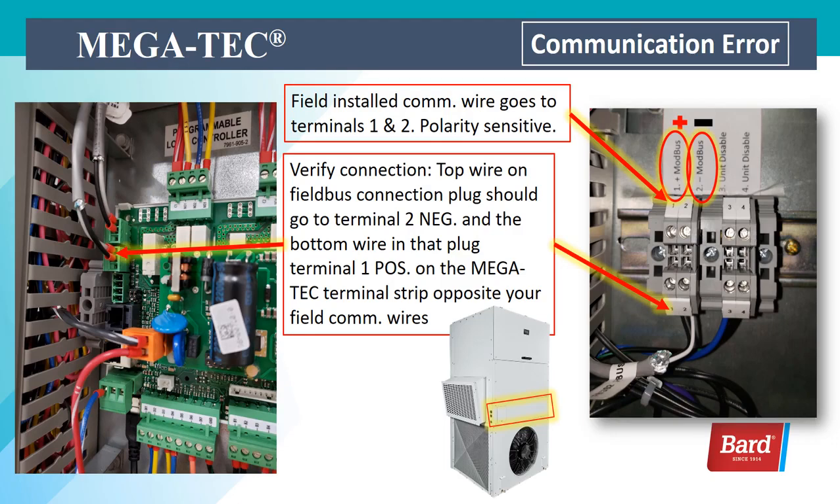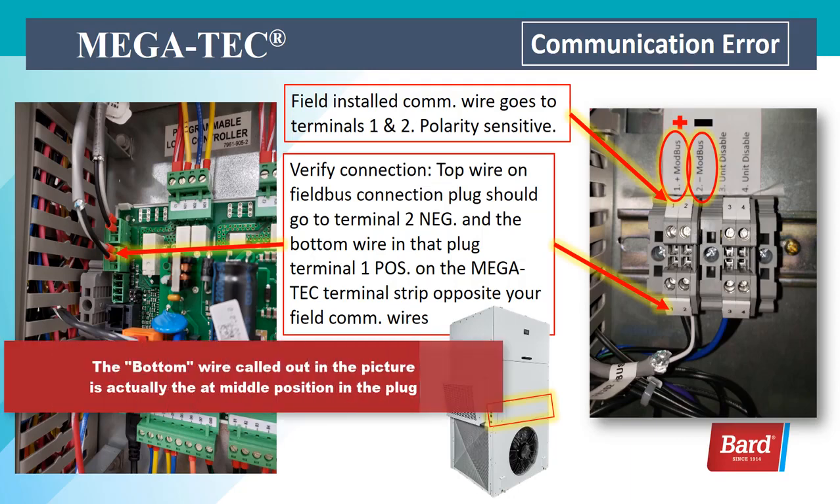We need to verify the field bus connection inside the unit, so the top wire on the field bus connection plug, as shown at the left, should go to terminal 2 negative, and the bottom wire in that plug, terminal 1 positive on the Megatech terminal strip, opposite your field communication wires. And on the right you can see the arrow pointing down to 1 and 2.